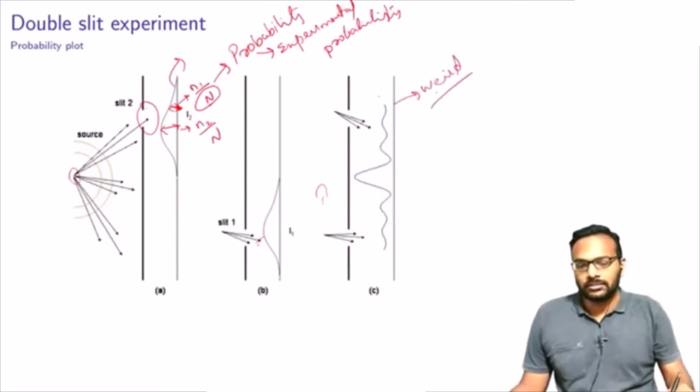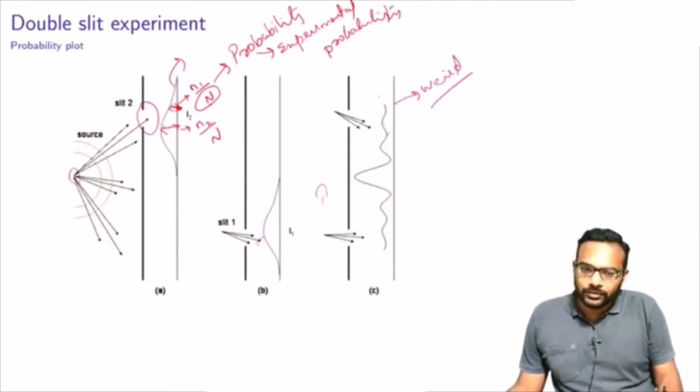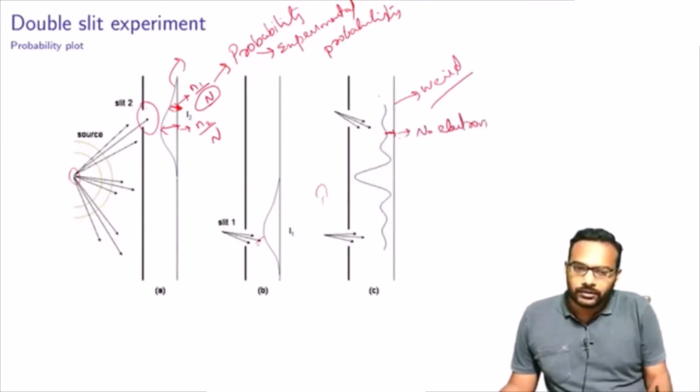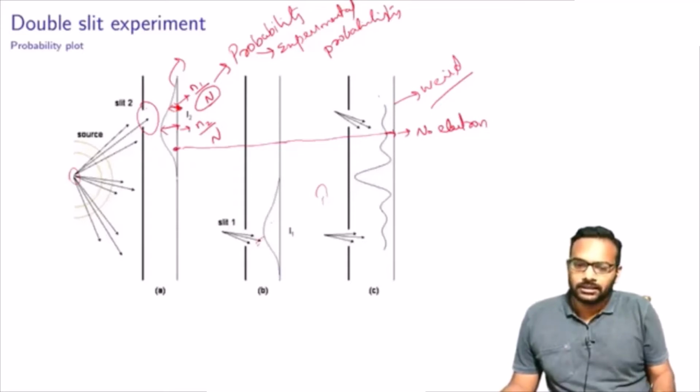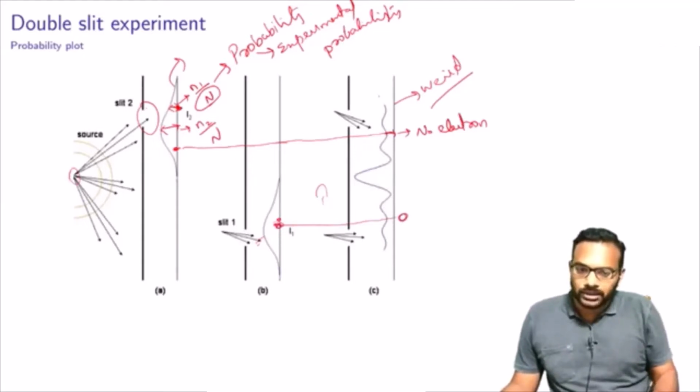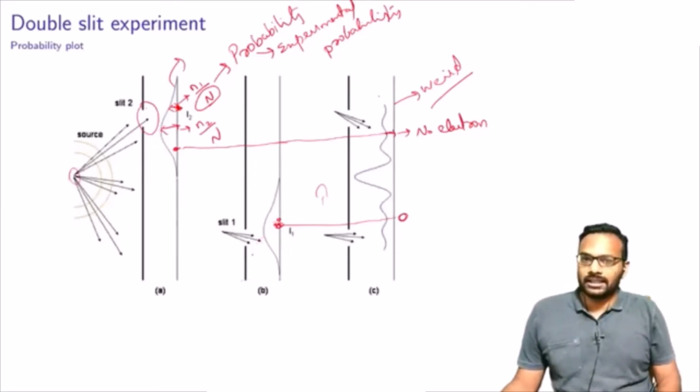It's actually weird. The important thing is that if, for example, you take this point, these points are of zero probability, the low points of this probability plot. These are points where there are no electrons. But if you see the same point on the screen with only one slit, you see that there were electrons here. Similarly, there were electrons here when slit 1 was open. Take this point. When slit 2 is open, the number of electrons that has fallen here is 0. But when slit 1 was open, there were electrons that actually fell at this point. So the electron seems to behave differently depending on whether you have opened one slit or both slits. I hope this point is clear.